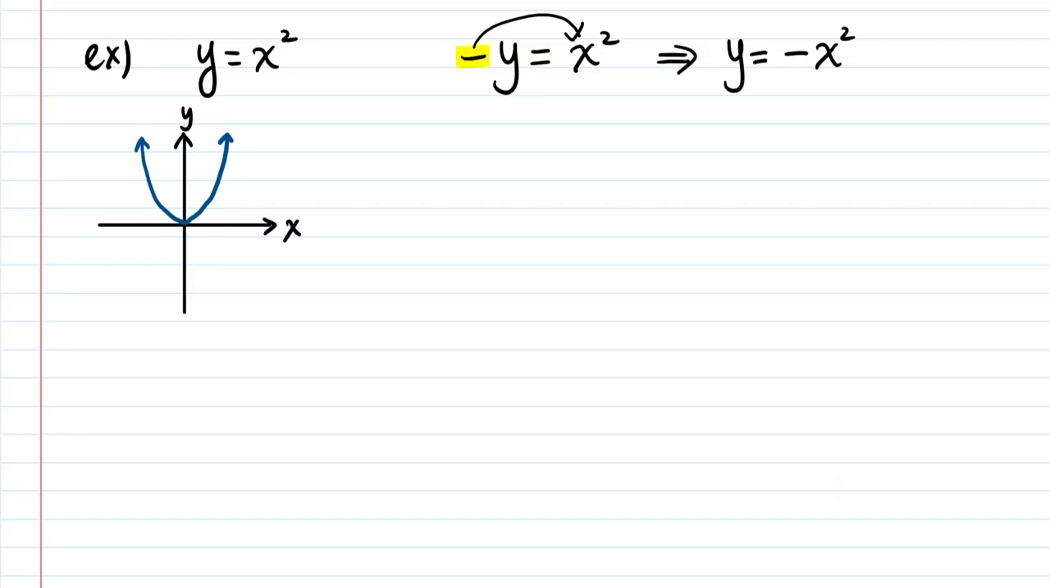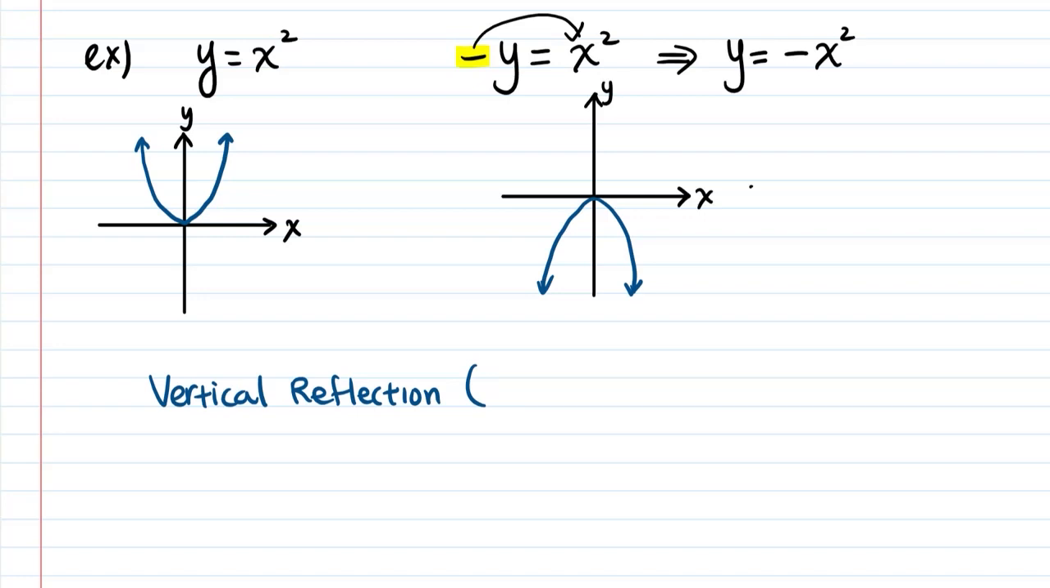So that means it will be an upside down U shape when you draw it. It will be upside down, same size, same shape, just flipped over the x-axis. As you can see, there is vertical reflection. This time it is over the x-axis.